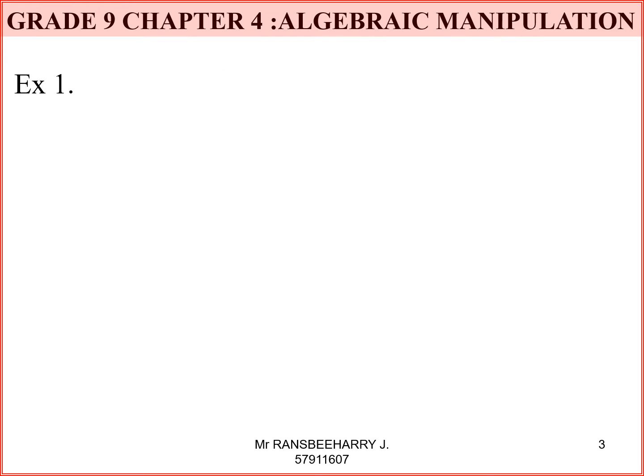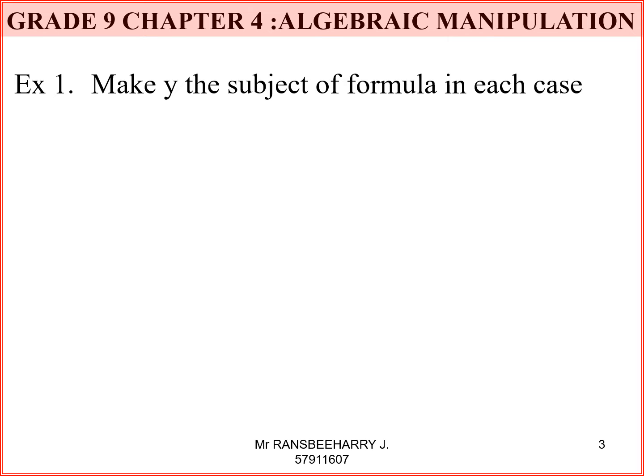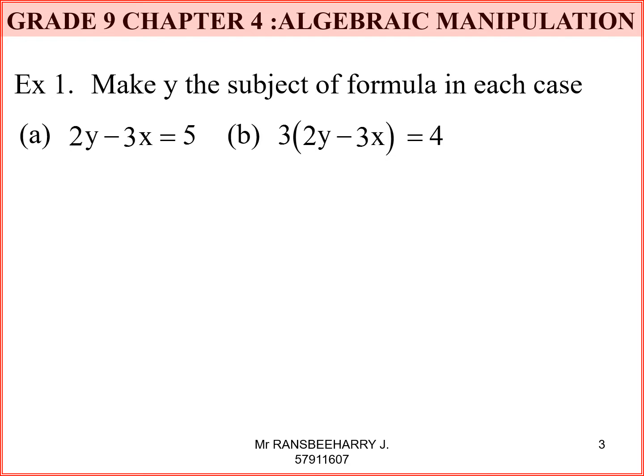Example 1. Make y the subject of formula in each case. Part A: 2y minus 3x is equal to 5. Part B: 3 into 2y minus 3x is equal to 4 plus ay. Solution. Part A. 2y minus 3x is equal to 5.